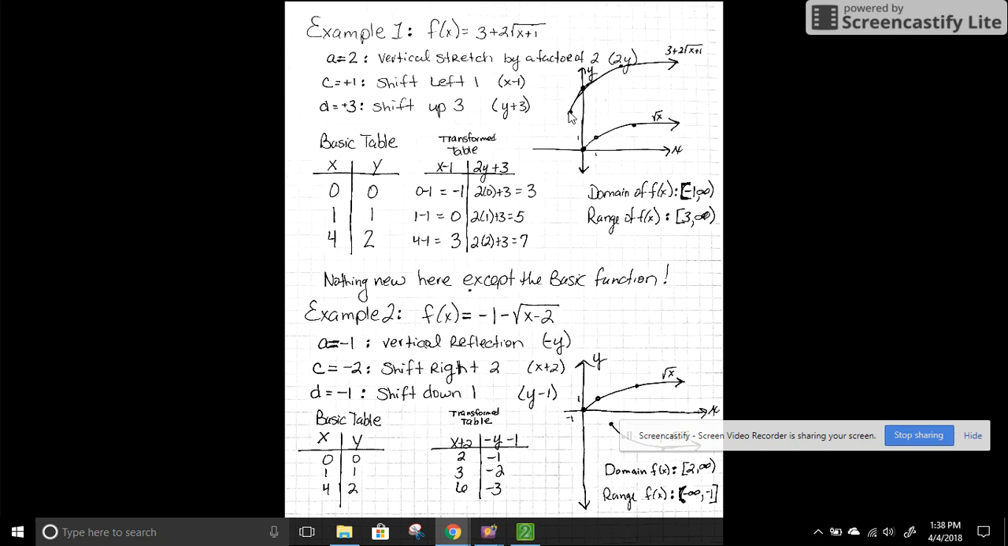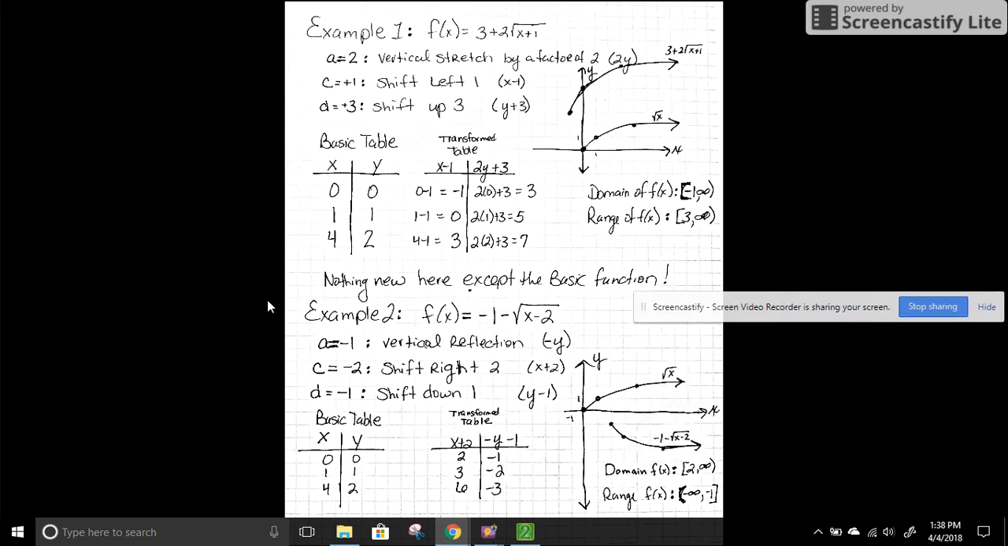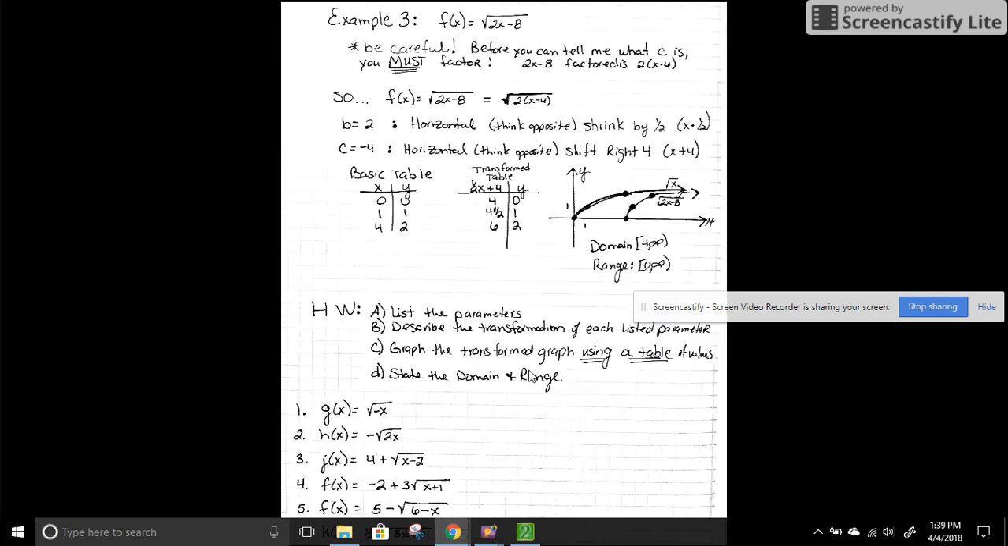My domain, notice wherever your endpoint is, my endpoint right there is at (-1, 3). So the x value of that is the endpoint of my domain. The y value of that point is the endpoint of my range. Okay, I'm not going to go over this one because it's pretty much the same thing. You have a D right here, a -A, and a C.